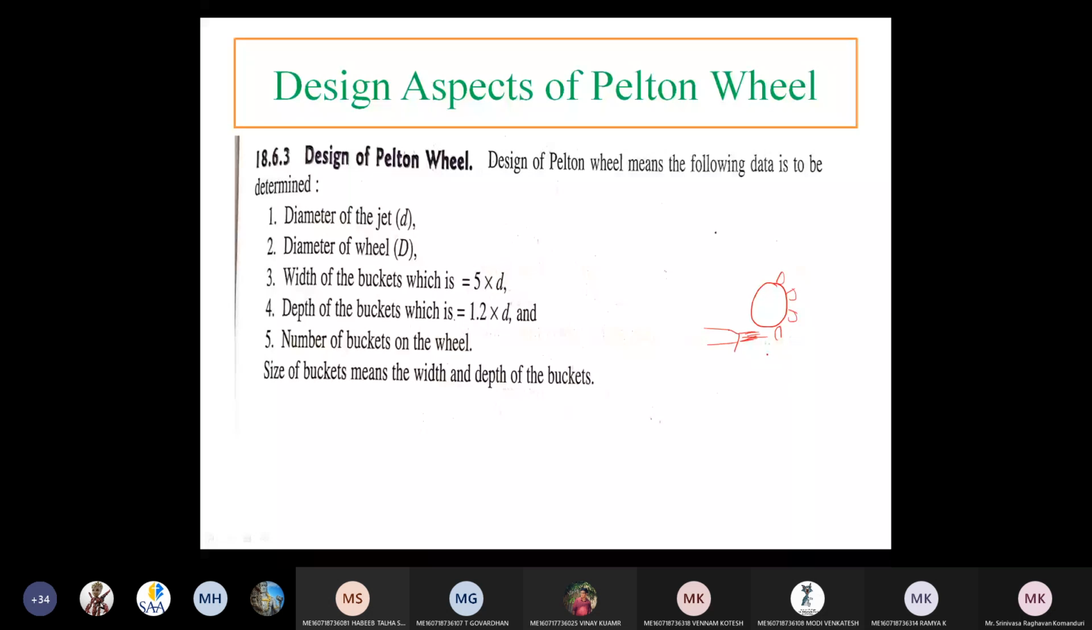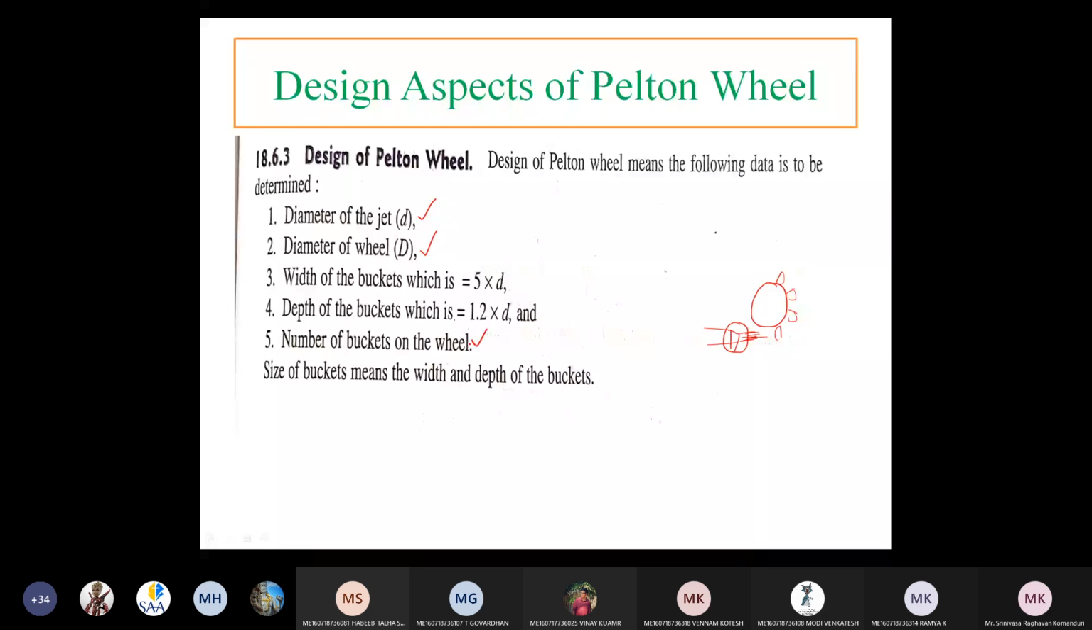Next, the diameter of the jet. The nozzle diameter will be the same as the diameter of the jet. You have to find out the diameter of the nozzle or the diameter of the jet. Then buckets will be there. Depending on the diameter, you have to find out how many buckets we can place over the wheel. That is the number of buckets on the wheel.